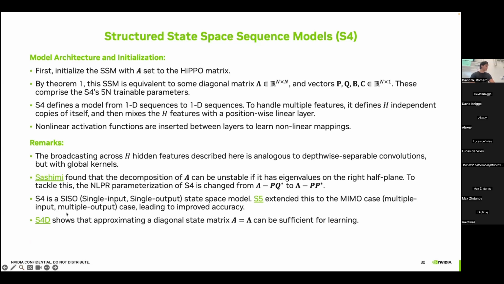Also interesting is that there's another paper called S4D, which shows that if you approximate the matrix A with only a diagonal matrix, this also works. So that's also interesting. It works well, but it doesn't work as well as.